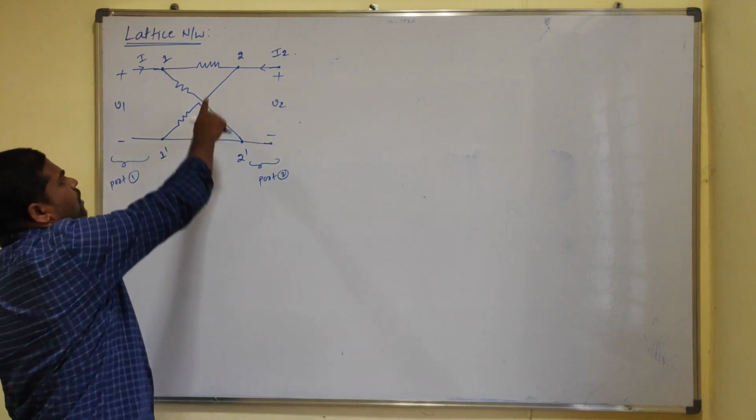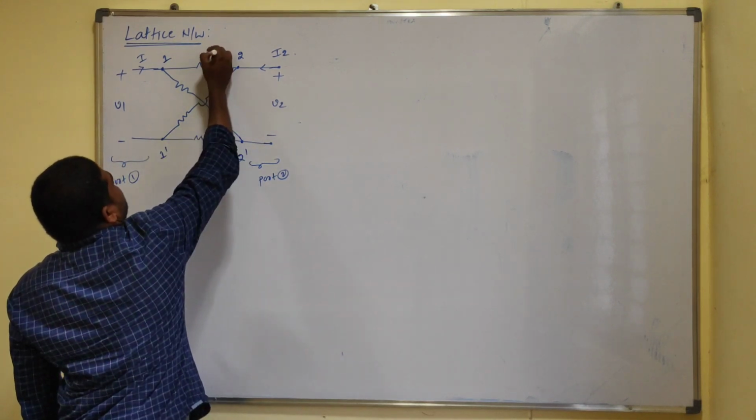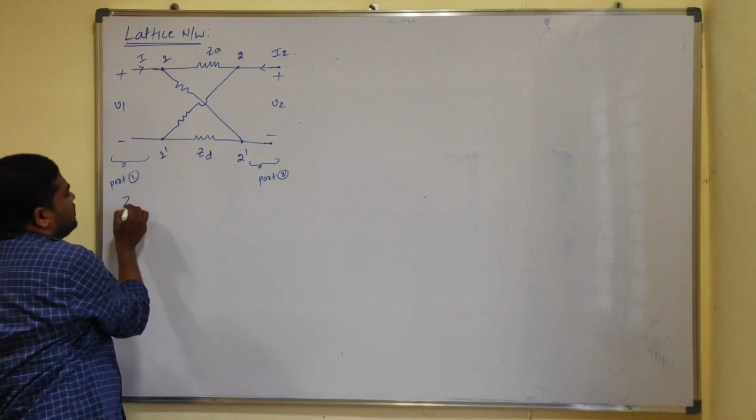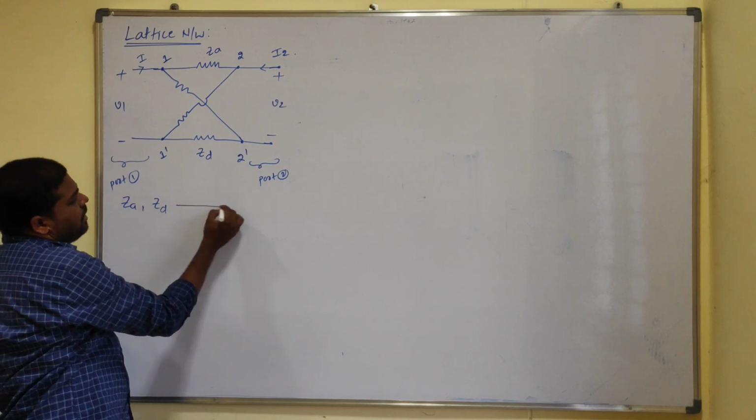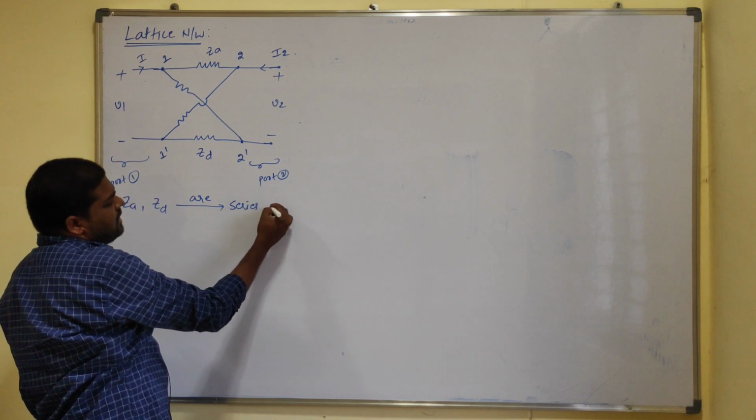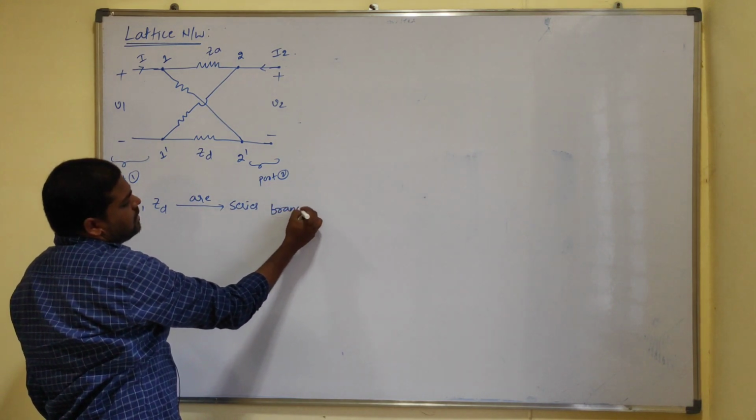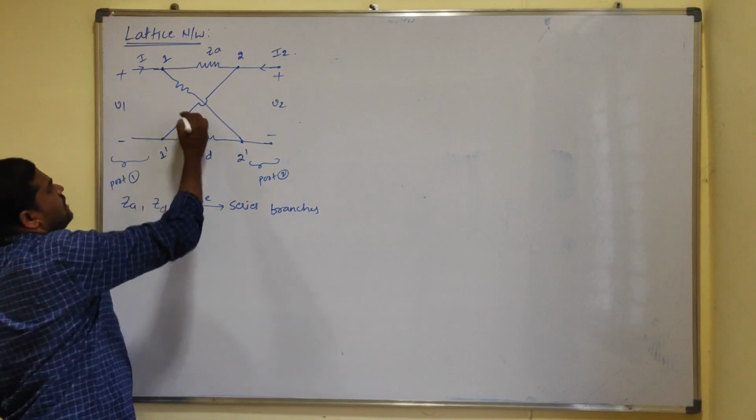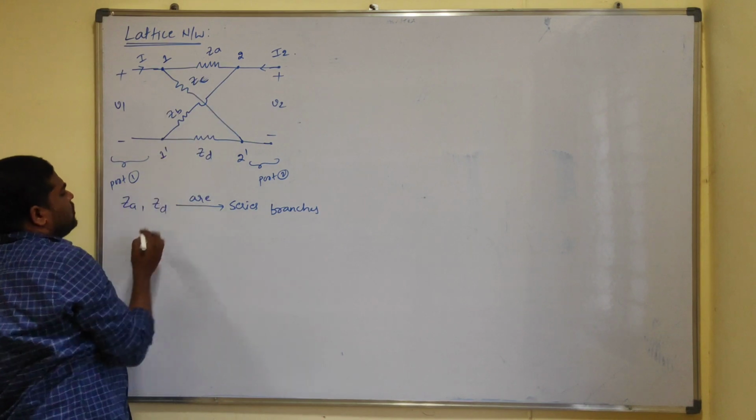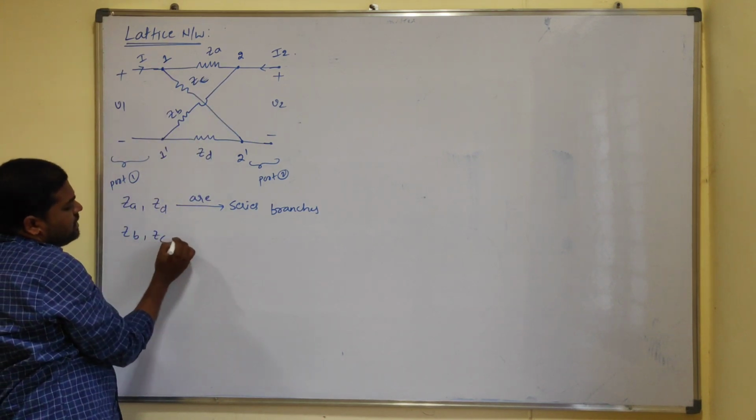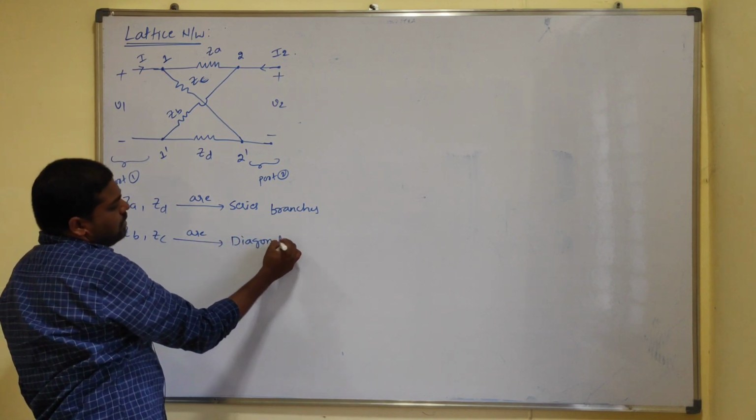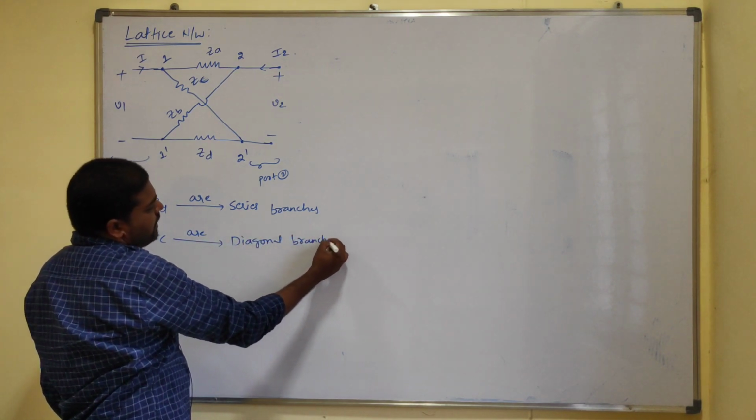Here we have four resistors. This one is ZA and this one is ZD. Here ZA and ZD are series branches, otherwise series paths. Next, this one is indicated with ZB and this one with ZC. ZB and ZC are diagonal elements, diagonal branches, otherwise diagonal paths.